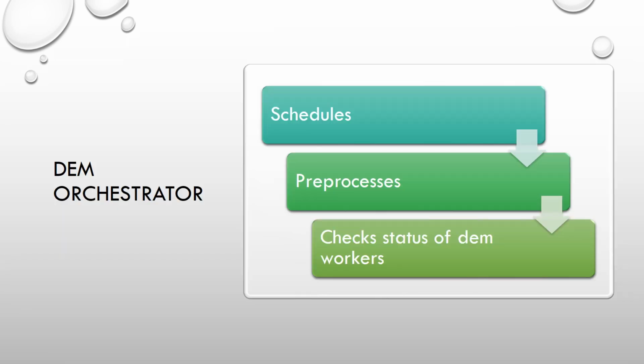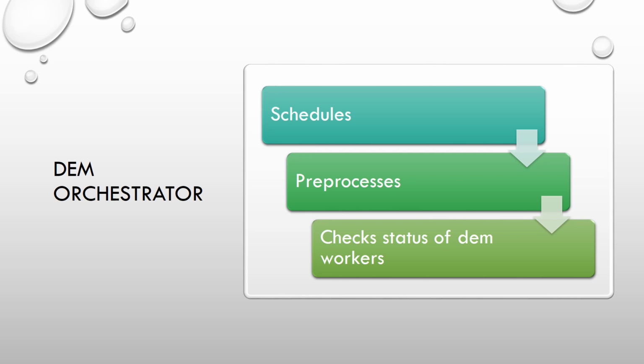The next IIS component is the DEM orchestrator. The DEM stands for Distributed Execution Manager. As the name suggests, it manages the DEM workers. It has three major tasks. It schedules the workflows to be executed by the DEM worker. It pre-processes those workflows. It checks the status of all DEM workers just in case any goes down.